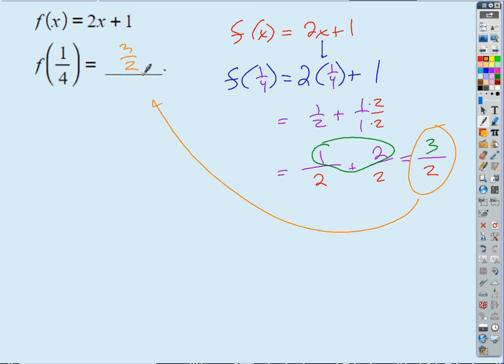So if I want to write this as an ordered pair, I could write the ordered pair x is 1/4, y is 3/2. Those would be the coordinates of a point on my graph, right? Okay?